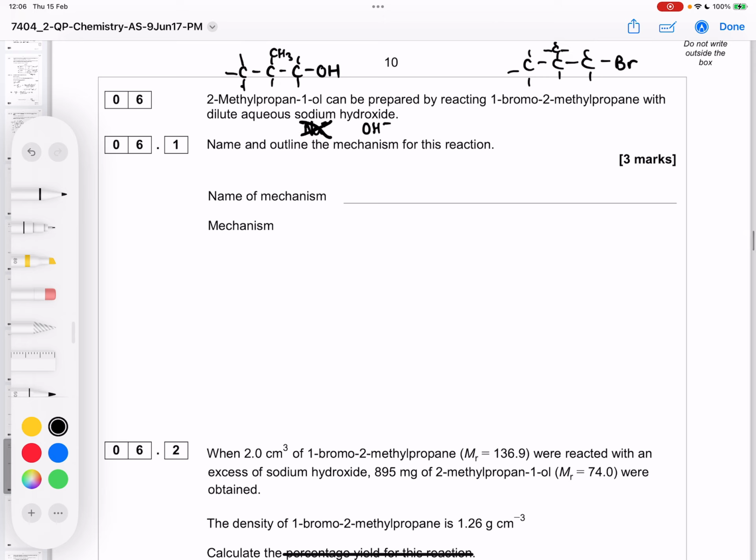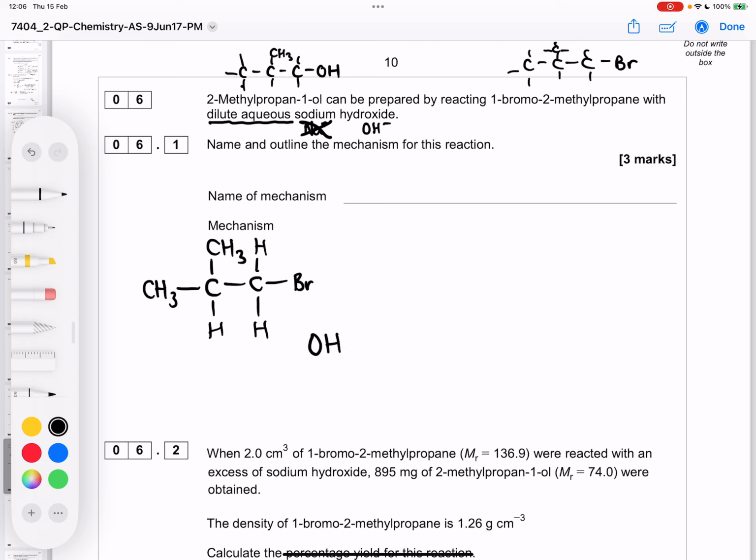We never put metals in mechanisms, so we can get rid of the sodium and just leave ourselves with the hydroxide. Because this is dilute and aqueous, that's a clue to the mechanism. But given that we've been given the structures, we can work out the mechanism. So we have a CH3 joined to a C with a CH3 and a H, and then a C with 2 H's and a Br. So we're just being very careful to copy out what we thought.